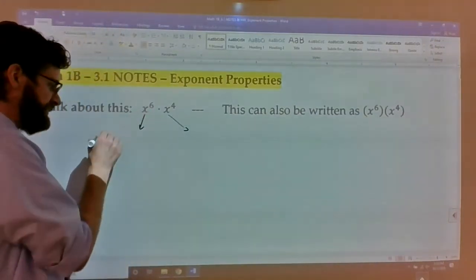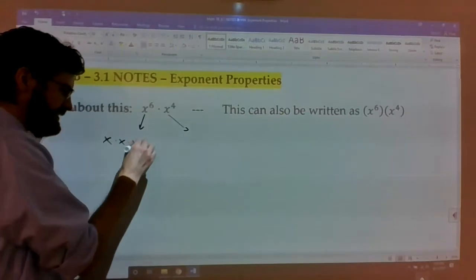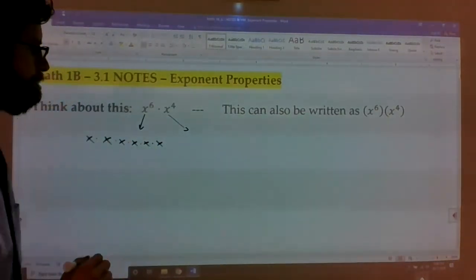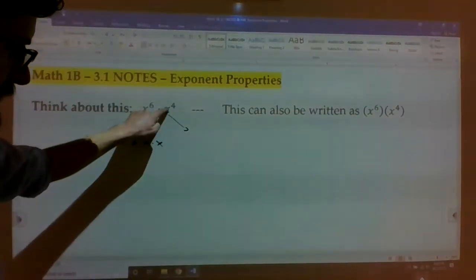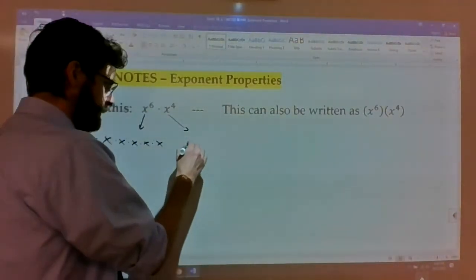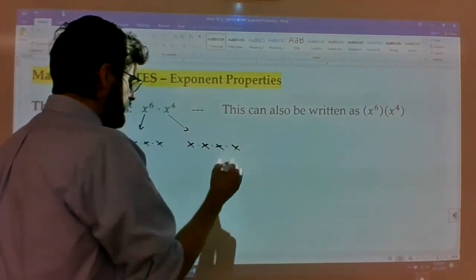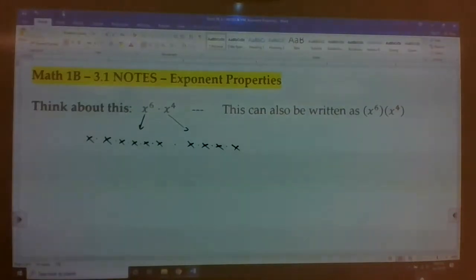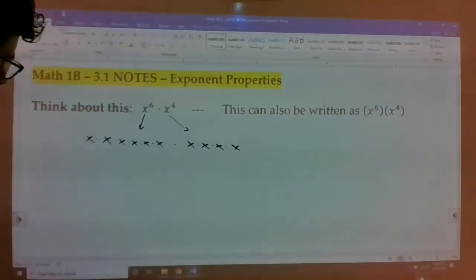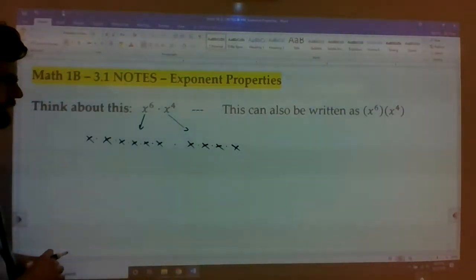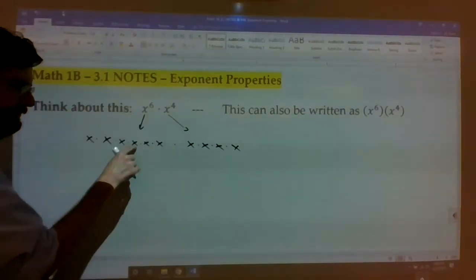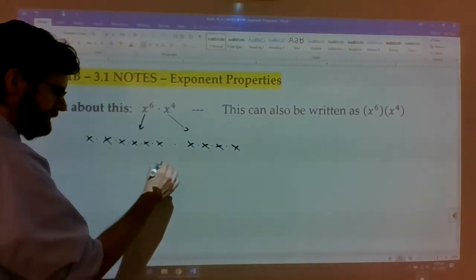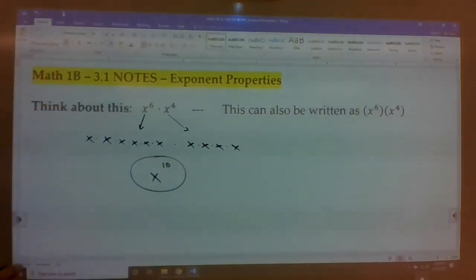So, this is x times itself 6 times. 1, 2, 3, 4, 5, 6. This is x times itself 4 times. And you're multiplying these two together. What's the answer? X to the 1, 2, 3, 4, 5, 6, 7, 8, 9, 10. This is x to the 10th power.